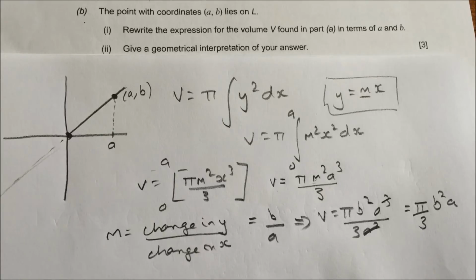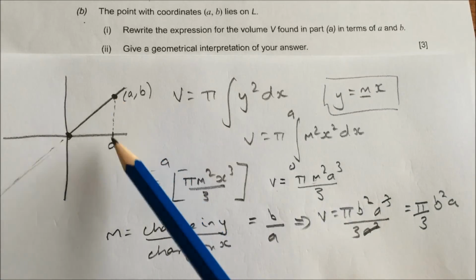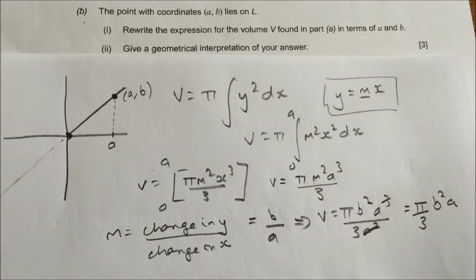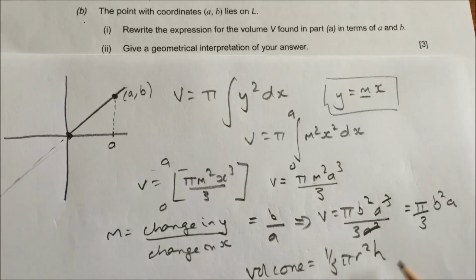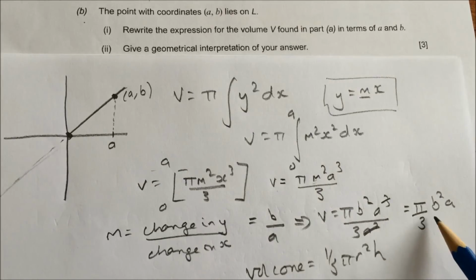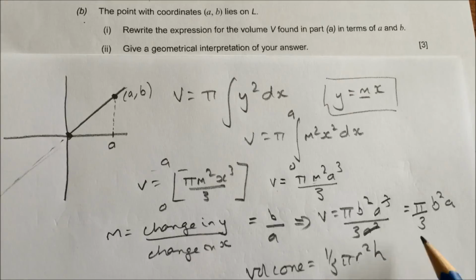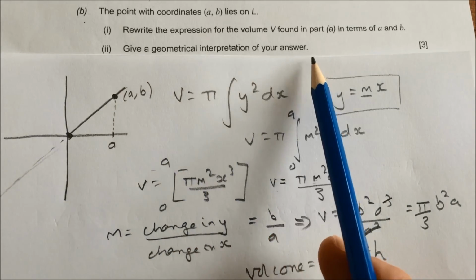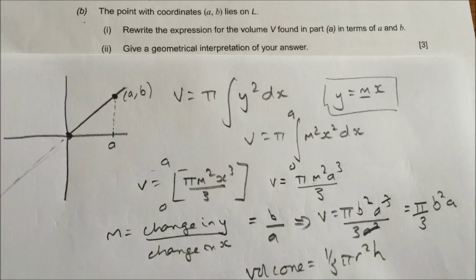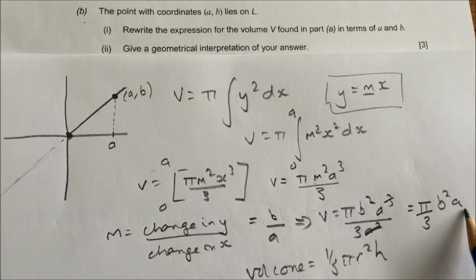Now, think of the reference I made at the start. Looking at the diagram, if I rotate that, I create a cone. And of course, the volume of a cone formula, the volume of a cone is 1/3 pi r squared h. Now, if you look at the 2 formulas here, I've got the third, I've got the pi, my r squared is b squared, and my h is a. So when it asks for a geometrical interpretation of your answer, they're wanting you to say it was the volume of a cone with radius b and height a.